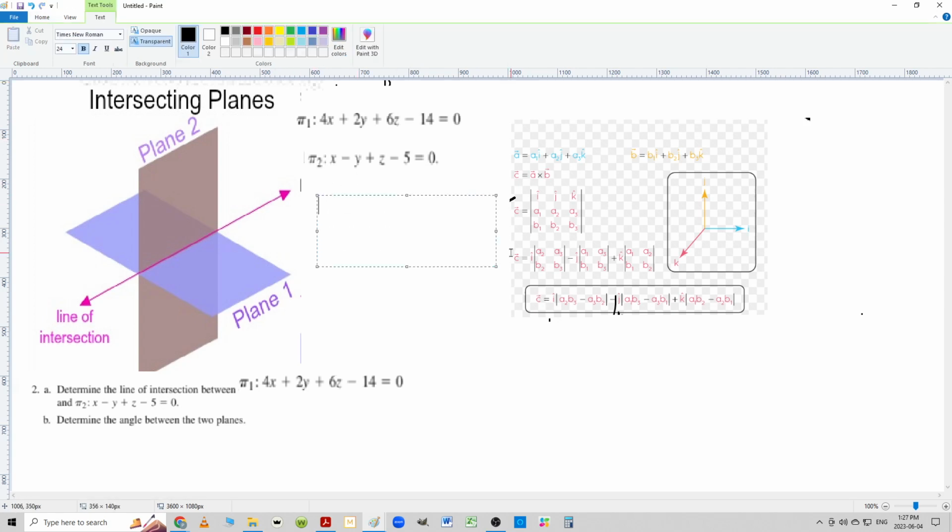From plane 1, normal 1 is the coefficients in terms of x, y, z. So let's do x, y, and z. The coefficients of normal 1, plane 1, are 4, 2, 6. It doesn't matter if I divide by 2 now. Those are all divisible by 2, and because they're a directional vector, I can divide them by 2. And the other one's coefficients are 1, minus 1, and 1.